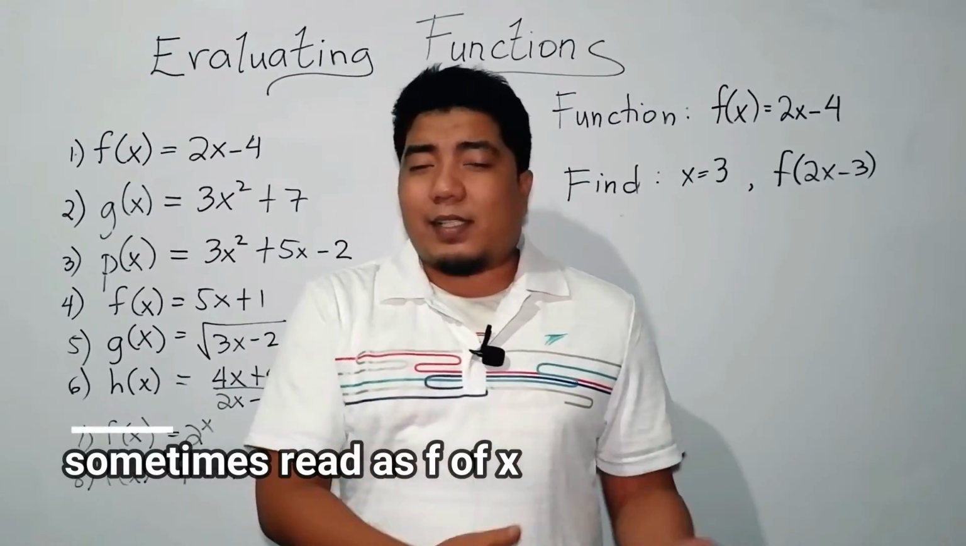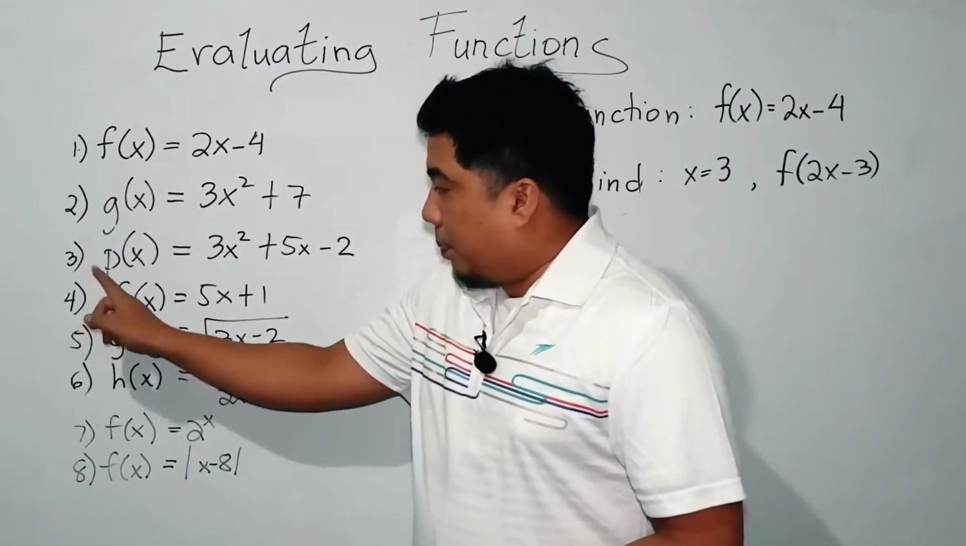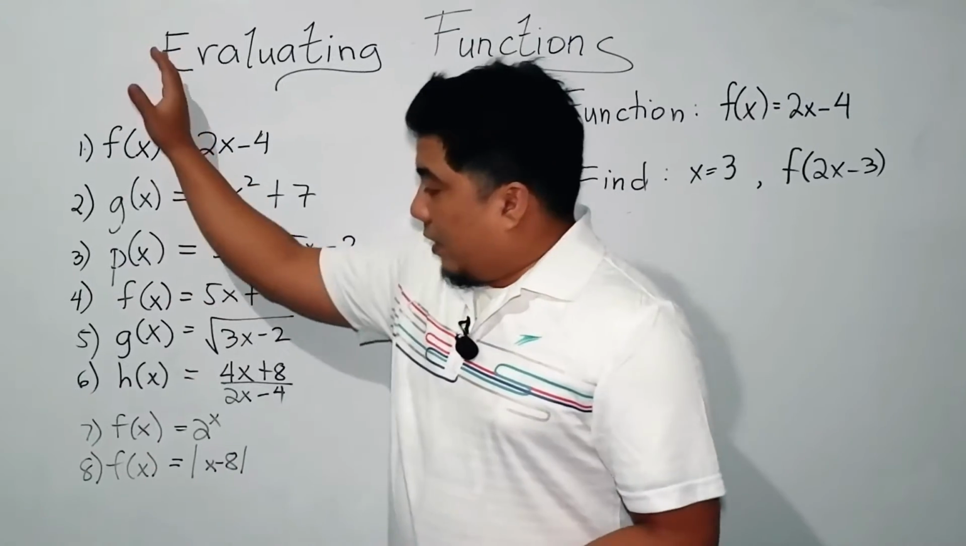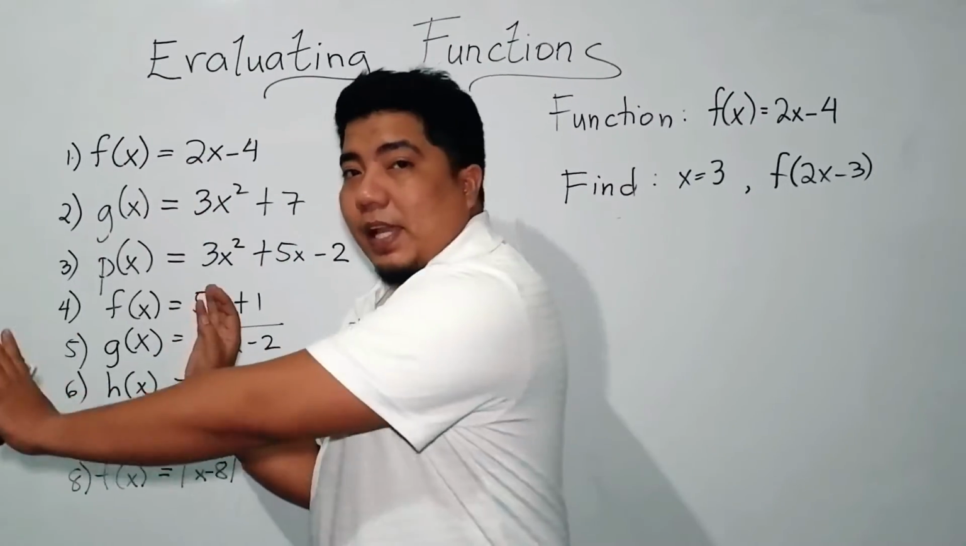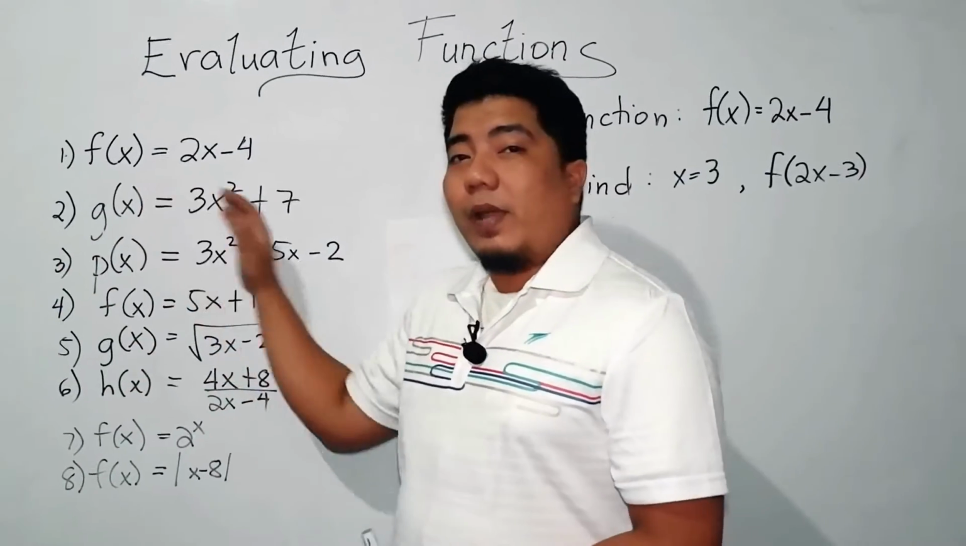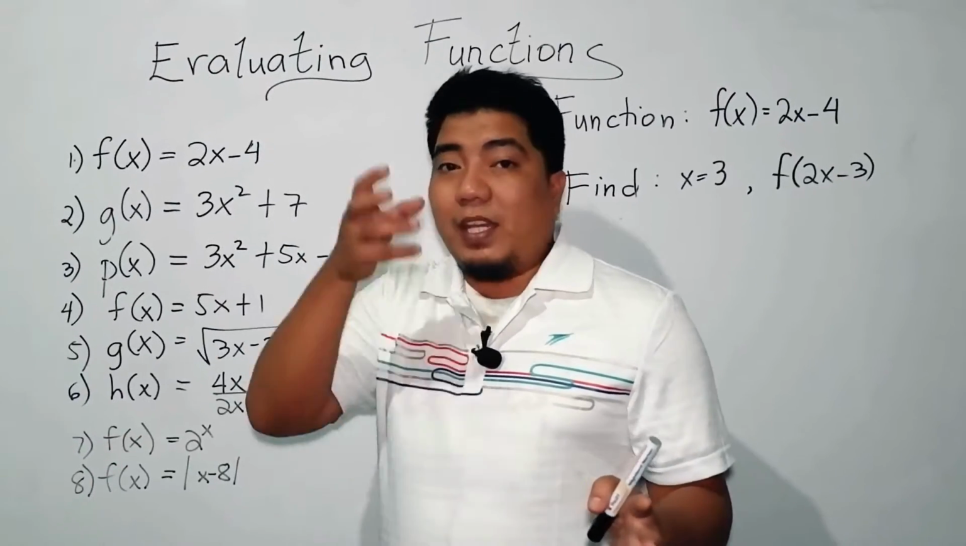Now, this function of x can be represented by any letter. It could be f, g, p, and other letters. So, therefore, the thing that we are seeing in the left side of this function is what we call the range, while in the right side is the equation itself, or the expression itself in which the domain is there.